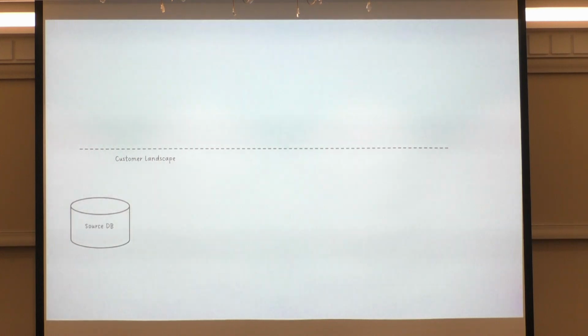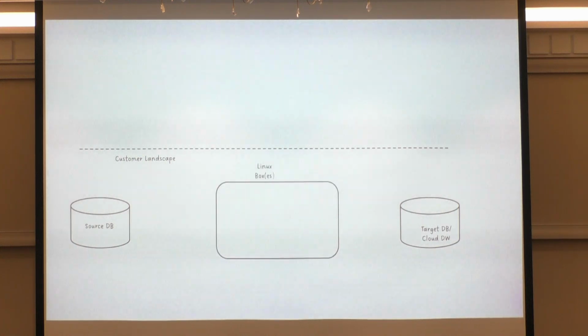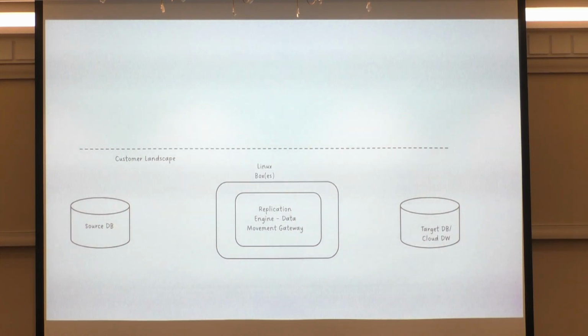So, customers will have source databases, and they will have target databases, on-prem and cloud data warehouses. And what we need to do to support our solution is we need a Linux box and a server. So this is our replication engine. This is the thing that helps deliver data from all your sources to your targets, or the customer's targets. And there will be source tables.